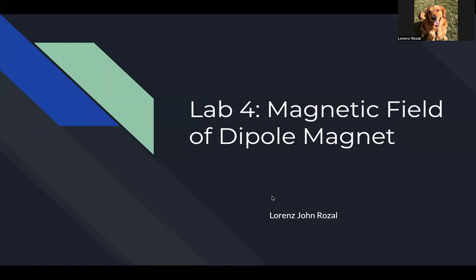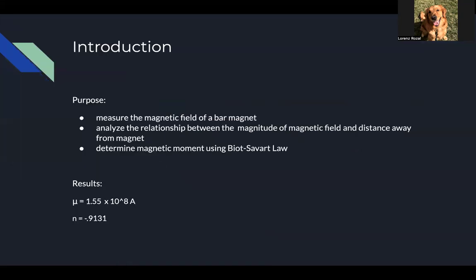Today we're going over lab 4, the magnetic field of a dipole magnet. The purpose of this lab was to measure the magnetic field of a bar magnet, analyze the relationship between the magnitude of a magnetic field and the distance away from the magnet, and determine the magnetic moment using the Biot-Savart law.